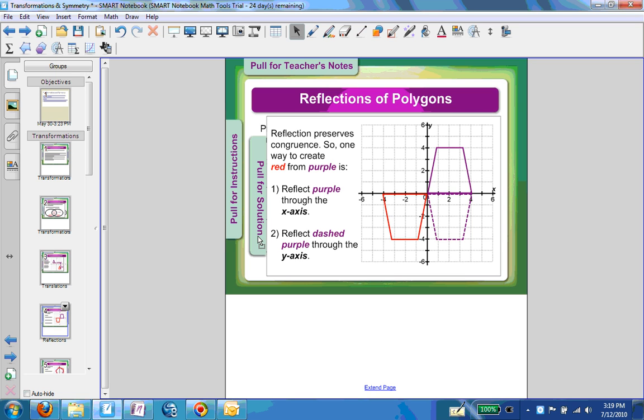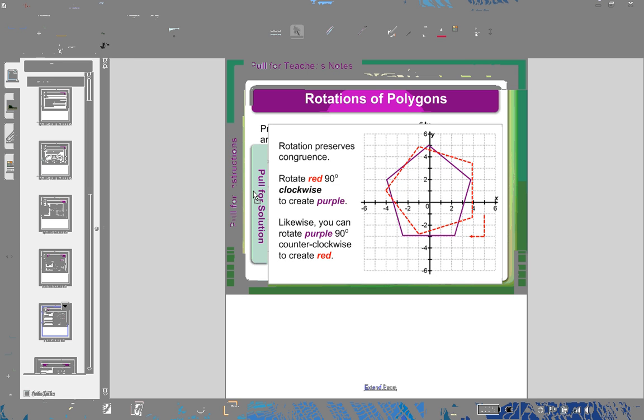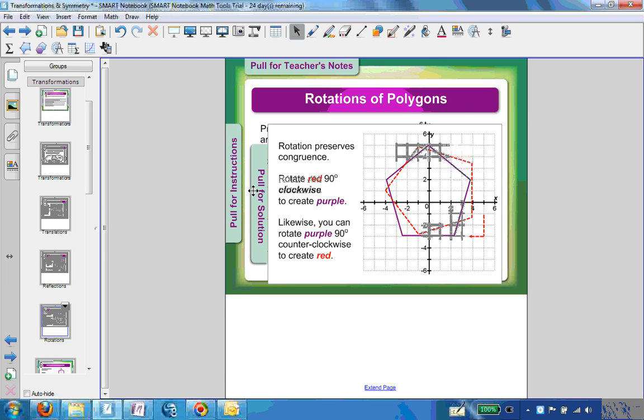Rotation of a polygon is where we twist our polygon around. So in order to prove that these are congruent, we have to show that we've actually just taken this purple pentagon and twisted it. And typically when we talk about rotations, we're talking about how many degrees we have twisted it. So if we rotate red 90 degrees clockwise to create purple, or you can rotate purple 90 degrees counterclockwise to create red. I personally saw the purple as the main figure because it looks like an easier polygon to look at, but it doesn't really matter.